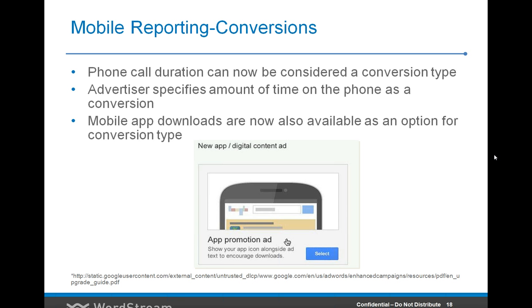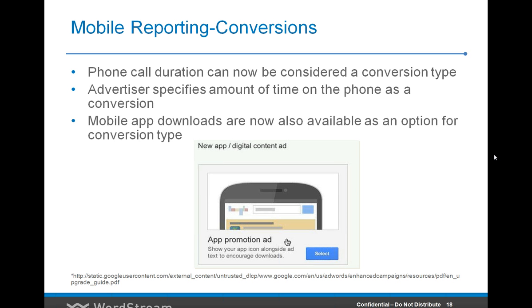So for example, if you run a real estate company and you consider a qualified lead to be anyone who speaks to you on the phone for more than 5 minutes, you can start tracking all of those phone calls that last more than 5 minutes and mark those as a conversion. Google is unveiling this type of conversion because historically, a phone call is the only action a person could take on a mobile device, so traditional conversion tracking is ineffective.